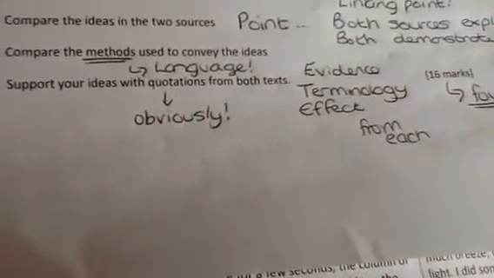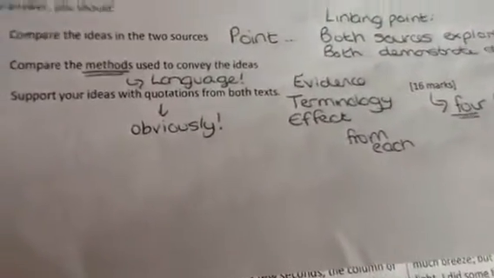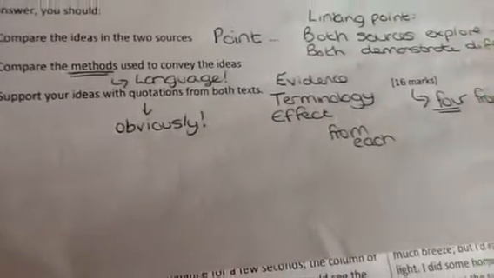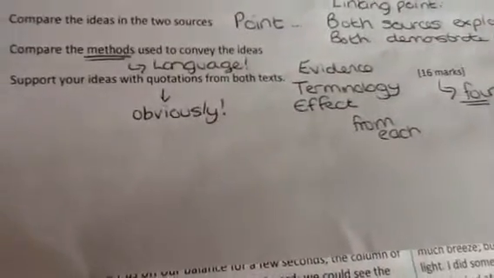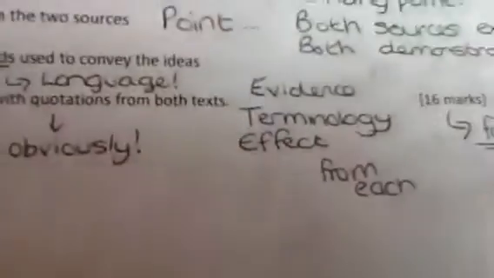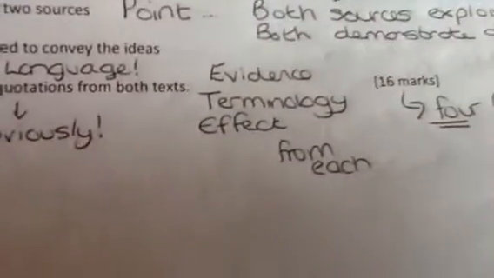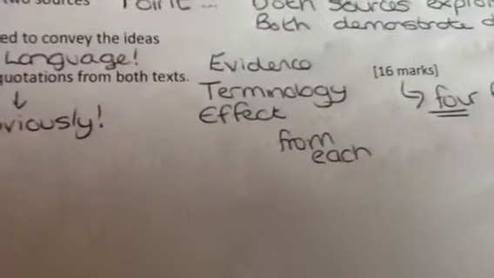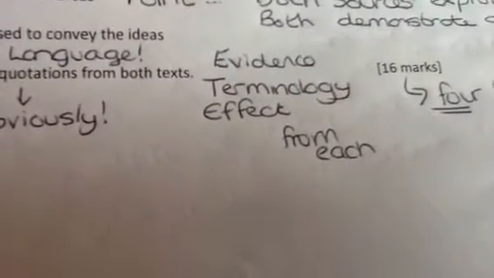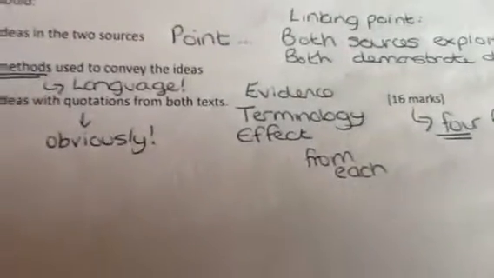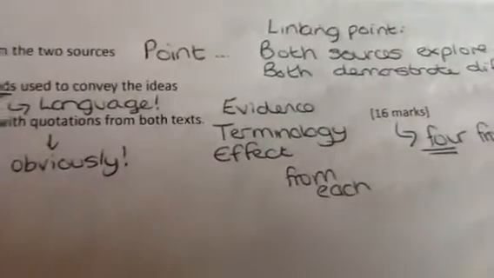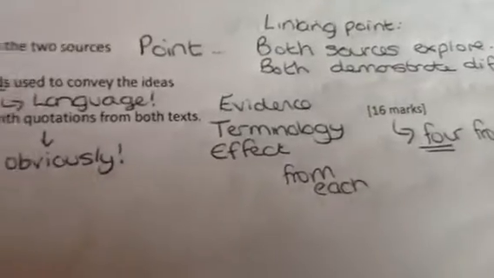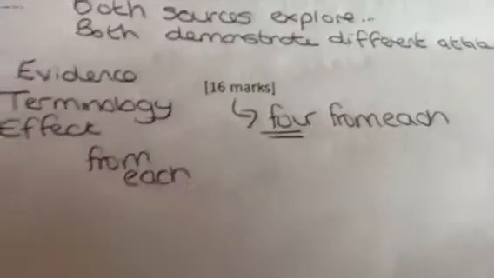We need to compare the methods. Methods means language, can be structure as well. And we're obviously going to support our point with quotations. So essentially after our linking point, we're giving our evidence, we're analysing terminology, and we are looking at the effect. So we're doing that for each source. So linking point, evidence, terminology, effect for A, evidence, terminology, effect for B. And we want 4 from each. So these 4 comparison paragraphs will be enough to get us up to the 16 marks.